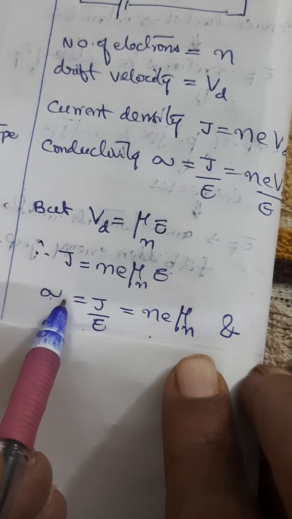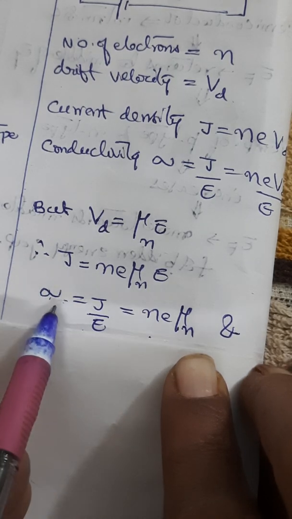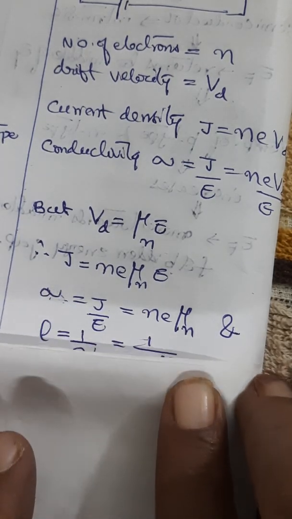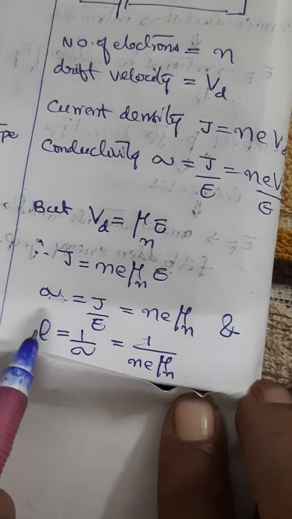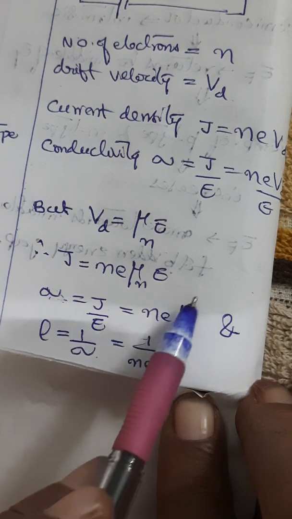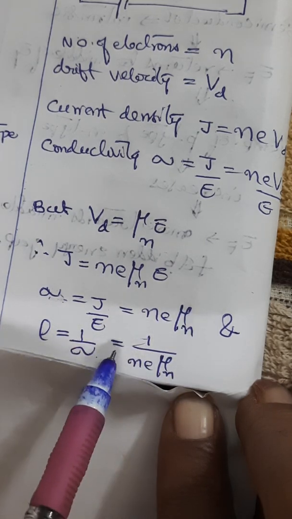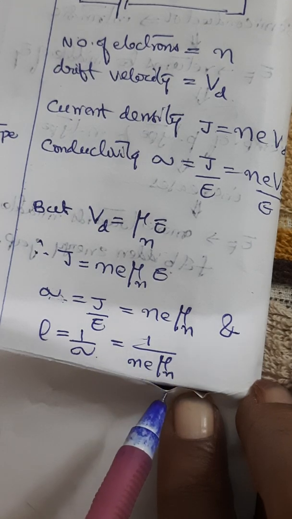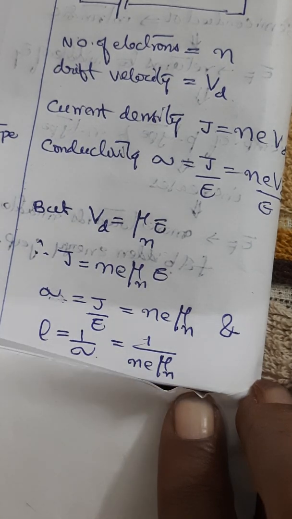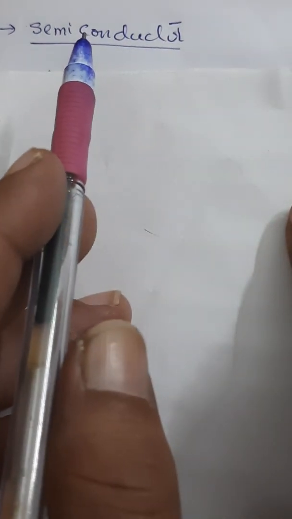Now, the reciprocal of this is what? The reciprocal of conductivity is resistivity. Therefore, from sigma we can calculate rho. Rho is nothing but 1 by sigma. So if sigma is n e mu n, rho is equal to 1 by sigma, which becomes 1 by n e mu n.